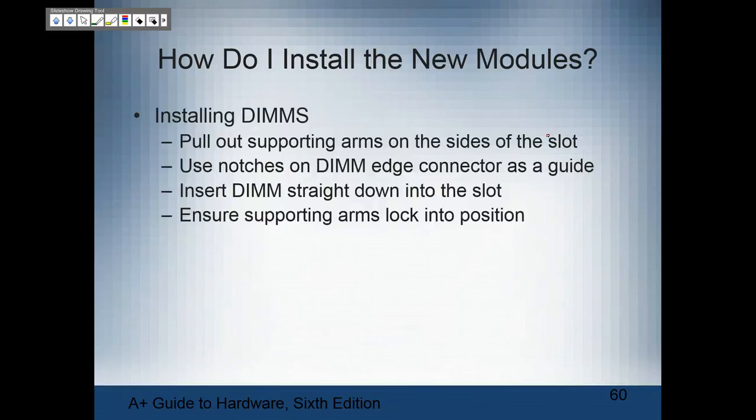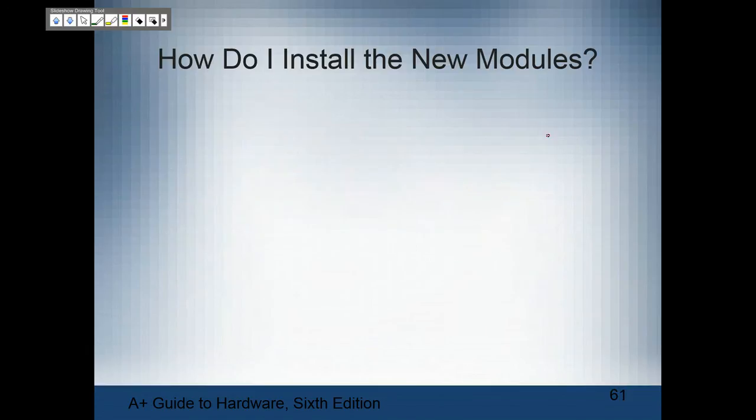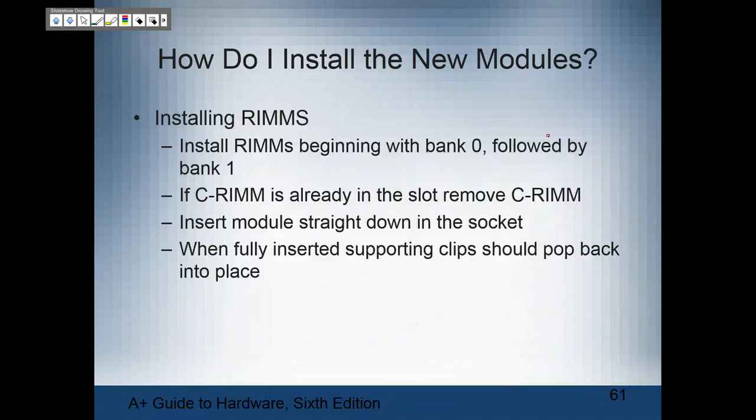Pull the supporting arms out, use the notches, put them in, and snap it in. They should snap in, and the little lock should actually come up and snap into place when you do those. Generally uncomplicated, not a big deal, but if you go to some of the commercial locations around and have them put them in, they charge like $50 to put memory into a system.